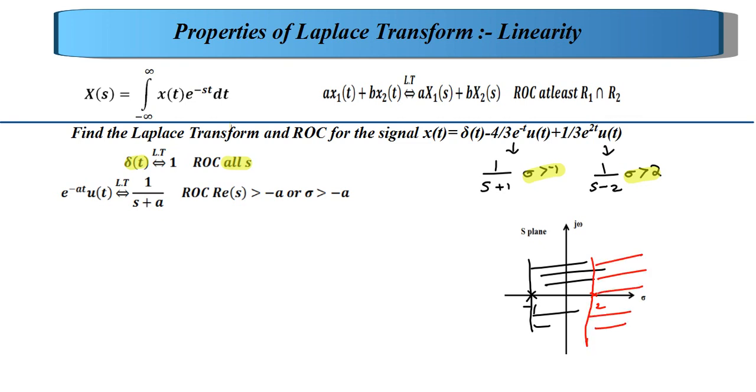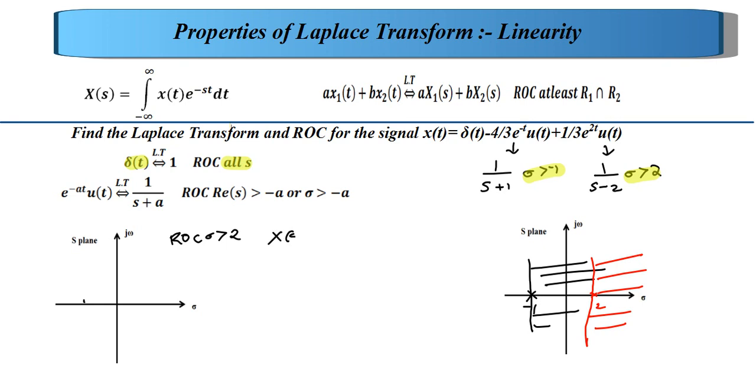And here you can see that the first signal, the entire S plane. Okay, and for the second signal it is only greater than minus 1 and third signal is greater than 2. So the combination of the three signals, if you check, I can say that for the resultant signal, ROC will be sigma greater than 2. Okay, that's a common ROC. So we can write the result like this.